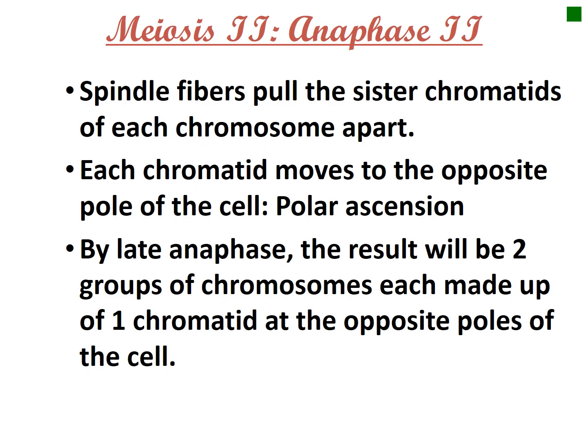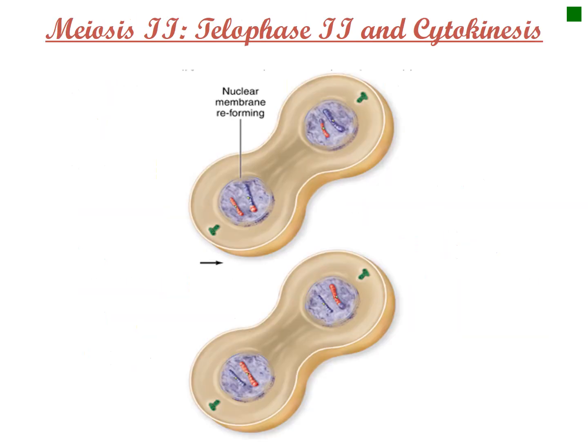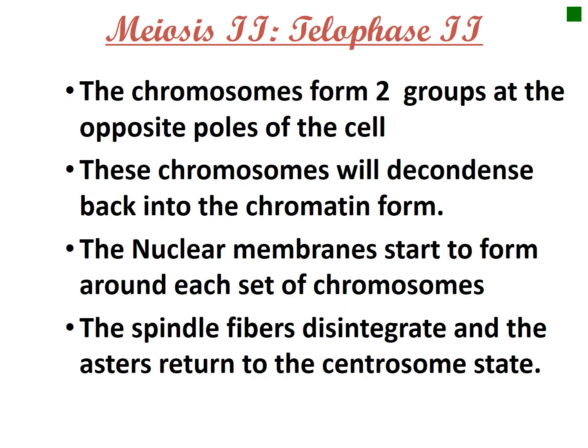Anaphase 2: the sister chromatids are pulled apart, and each chromatid moves to the opposite pole of the cell, forming what is known as polar ascension. In late anaphase, the result will be two groups of chromosomes, each made up of one chromatid, at the opposite poles of the cell. Telophase 2 and cytokinesis. The chromosomes form two groups at the opposite poles of the cell. These chromosomes will decondense back into the chromatin form. The nuclear membranes start to form around each set of chromosomes. The spindle fibers disintegrate and the asters return to the centrosome state. And these are the processes that occur during mitosis and meiosis, and you have to review them very well.